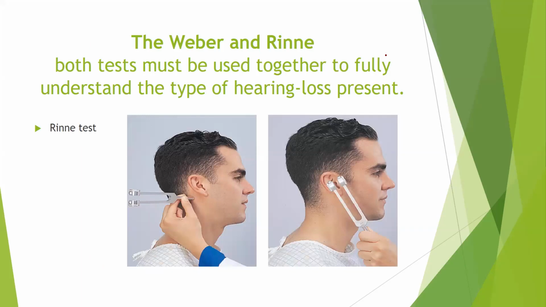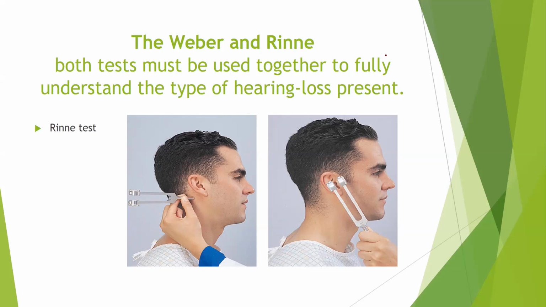So there are some tests that you really need to know. These are high yield for many of the tests, as it's just easily testable material. This is the Weber and the Rinne test. These tests are both used together to help investigate the type of hearing loss that is involved in a patient's complaint.